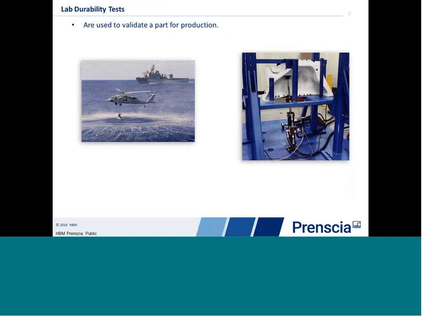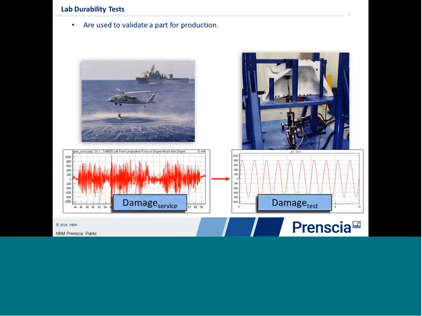So we've taken part of the airframe out, and it's being loaded with a single axis servo hydraulic actuator at this point. And the reason why we've done this is that we can test in a controlled laboratory environment and use this to validate the part for production without having to put it into actual customer service and risk early failures that way. So these validation tests are used frequently to understand production or to prove the durability under production circumstances. Now the challenge is that we need to correlate the loading in the lab to the loading that the part sees in the field.